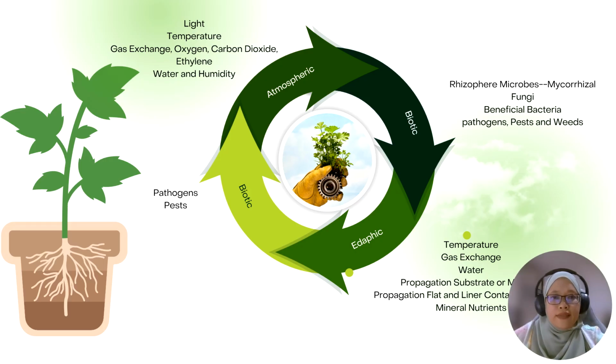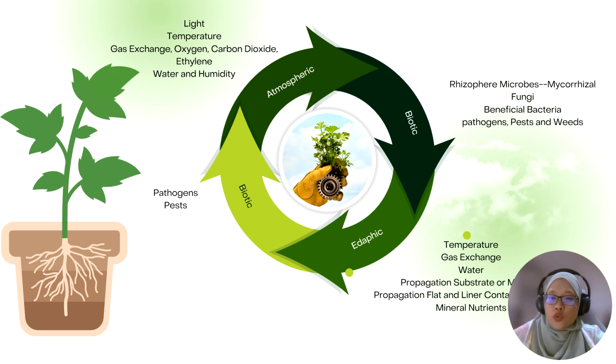Now, let's take a closer look at what we mean by biological factors. In plant propagation, biological factors refer to the living organisms that interact with the seedling environment. These organisms can either help the plant grow or harm its environment. We call this beneficial and harmful biotic agent. Let's refer to the diagram shown in the slide.